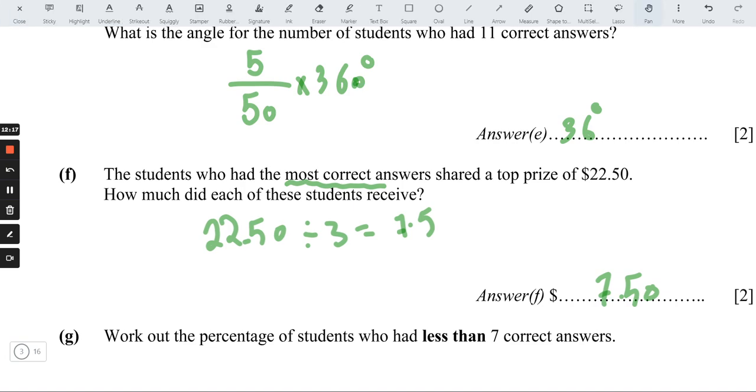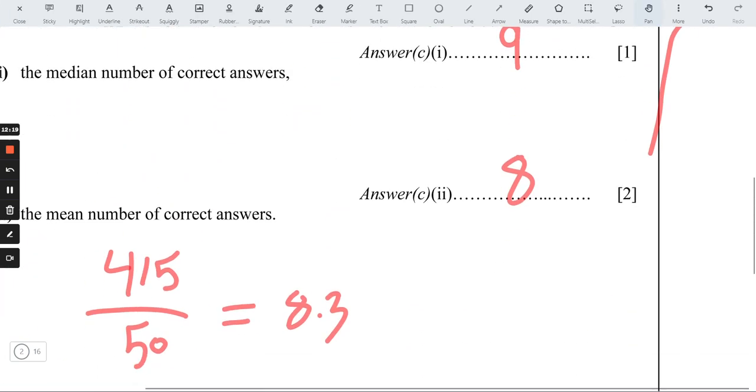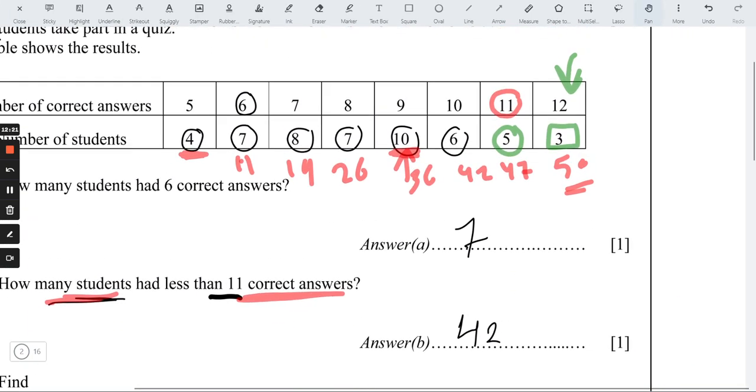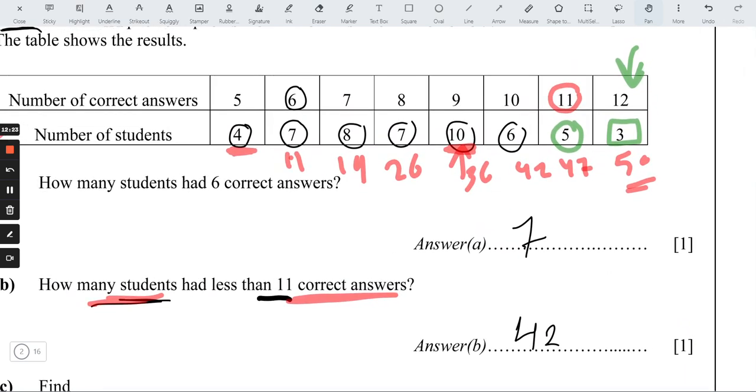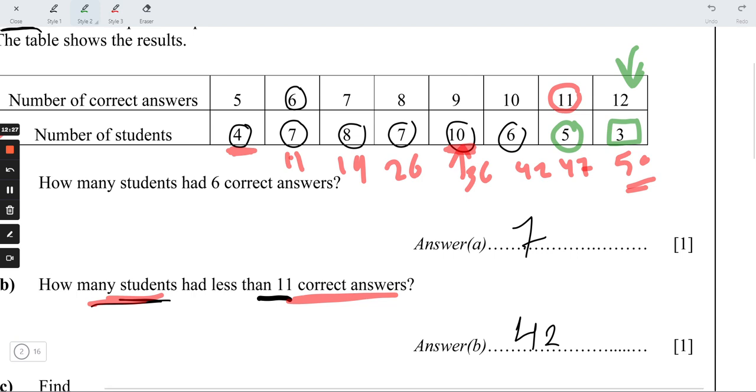Now work out the percentage of students who had less than 7 correct answers. Back to the table here. Less than 7 correct answers. Here we have 7 correct answers. They need students with less than 7 correct answers. The number of students less than 7, we have 4 plus 7, which will get 11.